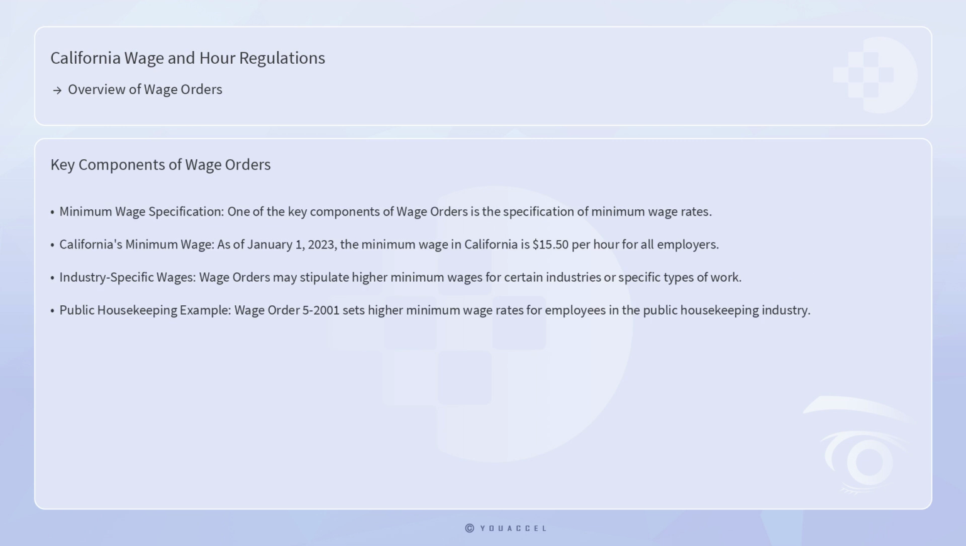One of the key components of wage orders is the specification of minimum wage rates. California has one of the highest minimum wages in the United States, reflecting its commitment to protecting workers' rights. As of January 1, 2023, the minimum wage in California is $15.50 per hour for all employers. However, wage orders may stipulate higher minimum wages for certain industries or specific types of work, ensuring that employees in those sectors receive adequate compensation. For example, Wage Order 5-2001 sets higher minimum wage rates for employees in the public housekeeping industry, recognizing the demanding nature of their work.